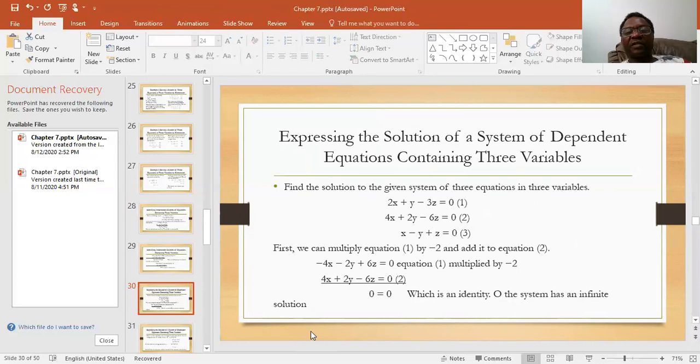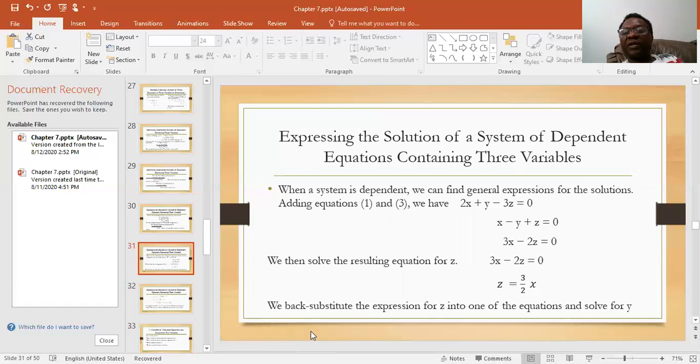So how do we express a system of equations with three variables as dependent? Let's use an example again here. Everything is done like we did for two unknown variables. First we multiply equation 1 by minus 2 and add it to equation 2, and we will get 0 equals 0. So both equations are identical, as you can see.